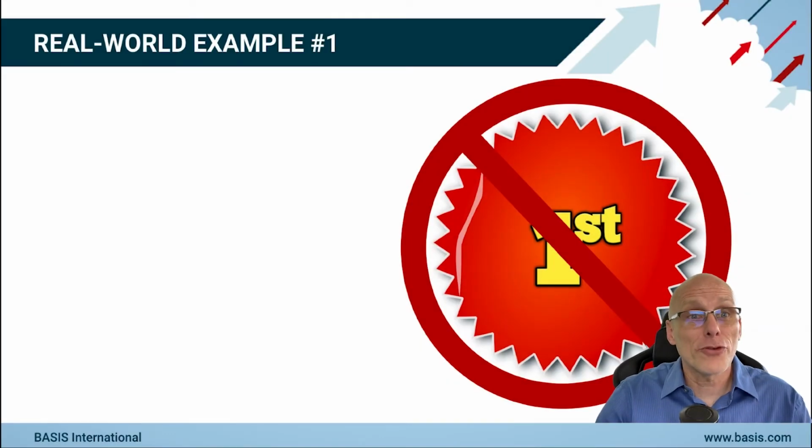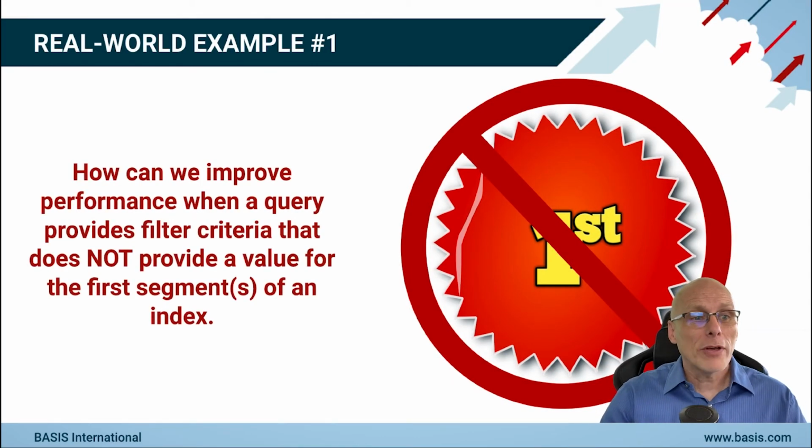In our first real world example, how can we improve performance when a query provides filter criteria that does not provide a value for the first segment of an index? If you recall, I pointed out that if you don't provide a value for the first segment of the index, you can't use it for optimization. How do we get around that? How would we resolve that issue? That's a very common scenario.